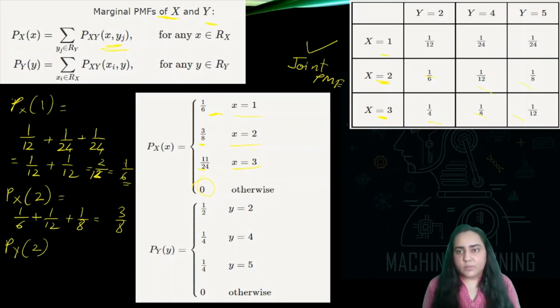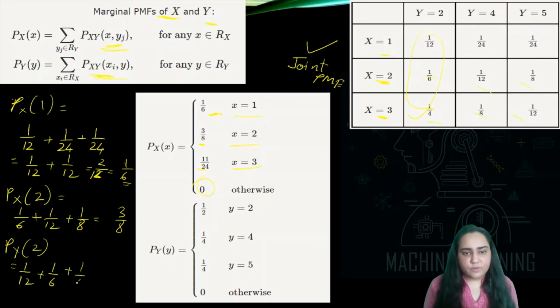So I'm sure you guessed it by now, we will be using the second formula from here. And I'm sure you guessed it that now instead of the row, you're going to go for the column. So we are going to go for stuff like 1/12 plus 1/6 plus 1/4. And if you add all of those, you're going to get 1/2.